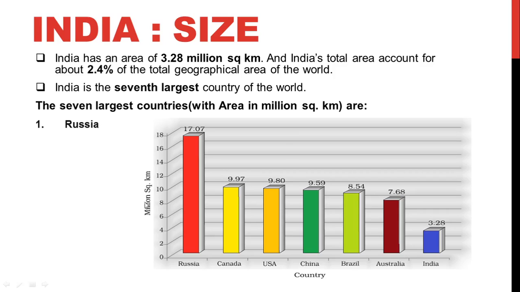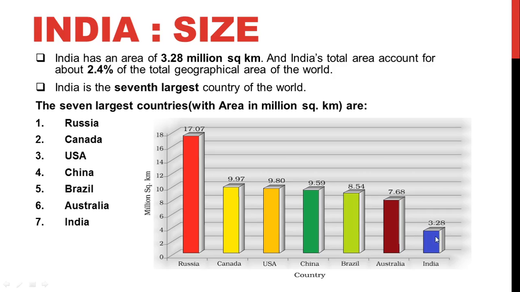First, Russia, 17.07 million square kilometers. Second, Canada, 9.97 million square kilometers. Third, USA, 9.80 million square kilometers. Fourth, China, 9.59 million square kilometers. Fifth, Brazil, 8.54 million square kilometers. Sixth, Australia, 7.68 million square kilometers. And seventh, India, 3.28 million square kilometers.